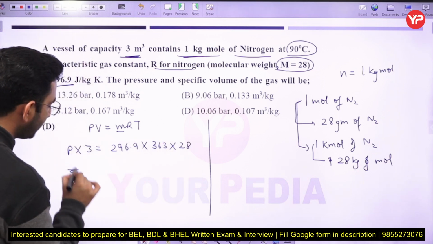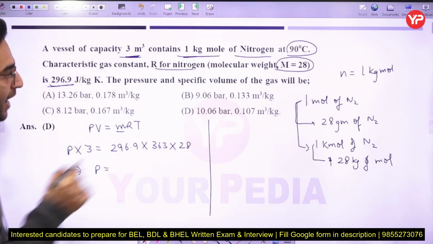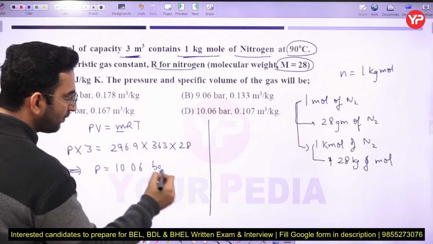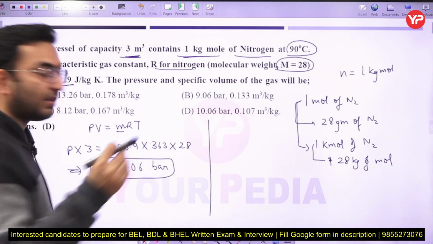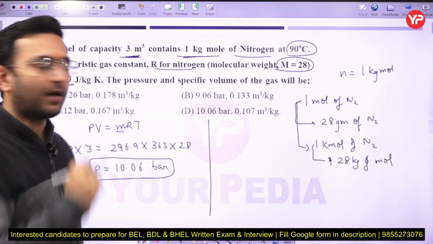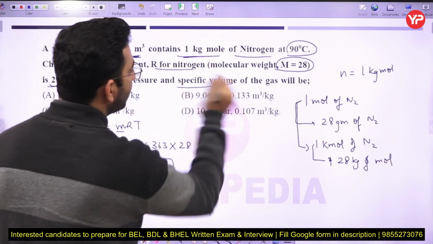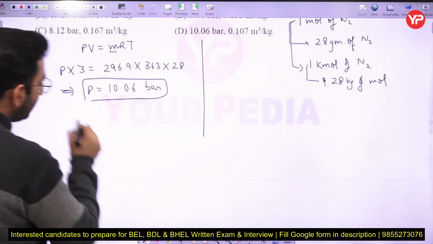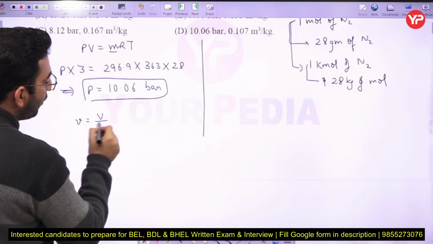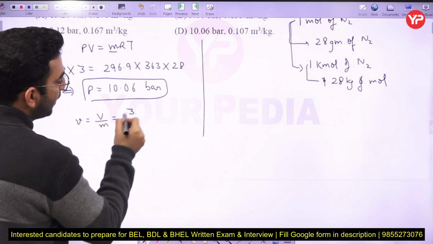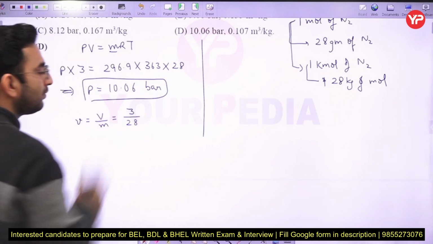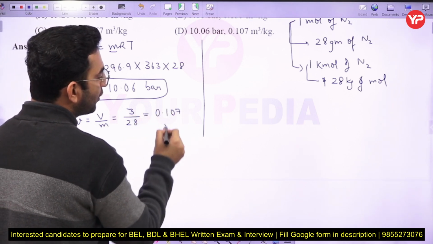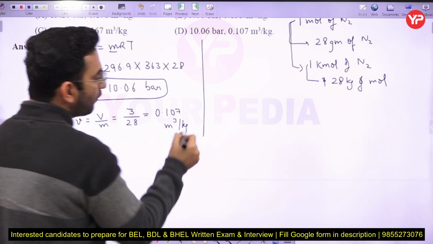If you solve this expression, you will find the value of the final pressure, and it will come out to be around 10.06 bar. Just calculate this and you will get the final answer. You will have your answer in Pascal, so you have to convert it into bar. The next thing is to calculate the value of specific volume, which is a very simple part. The specific volume is the total volume divided by mass. The total volume is given as 3 and the mass is 28 kilogram. If you solve it, you will get 0.107 meter cube per kg. That will be the specific volume of nitrogen.